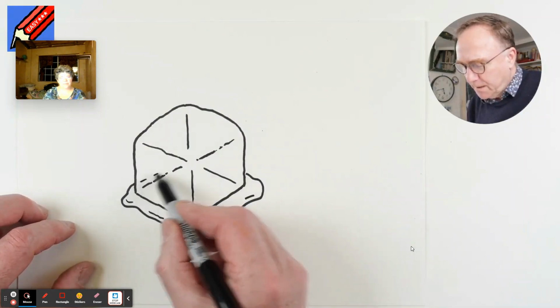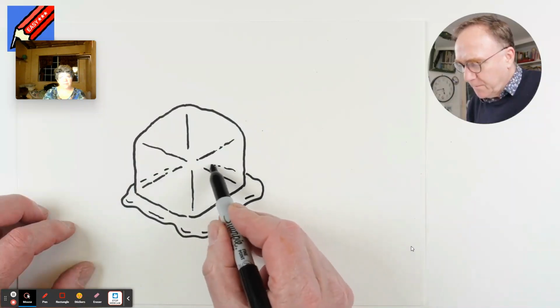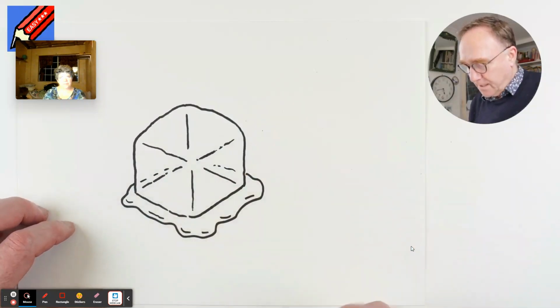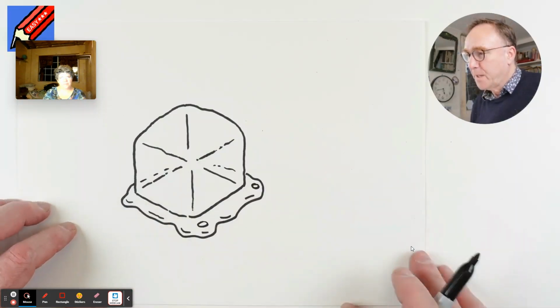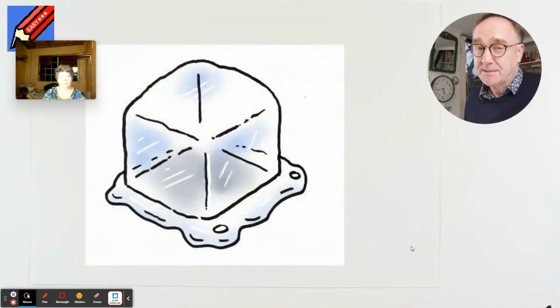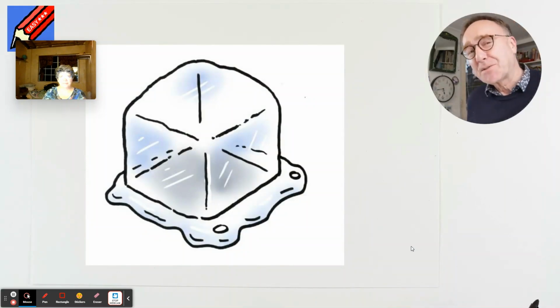And then we also kind of want a little hint of the water on the other side of the ice cube like that. And then maybe just some little highlights. But all you need to do is colour it in pale blue, kind of watery colours. And there you go. Thanks for watching.